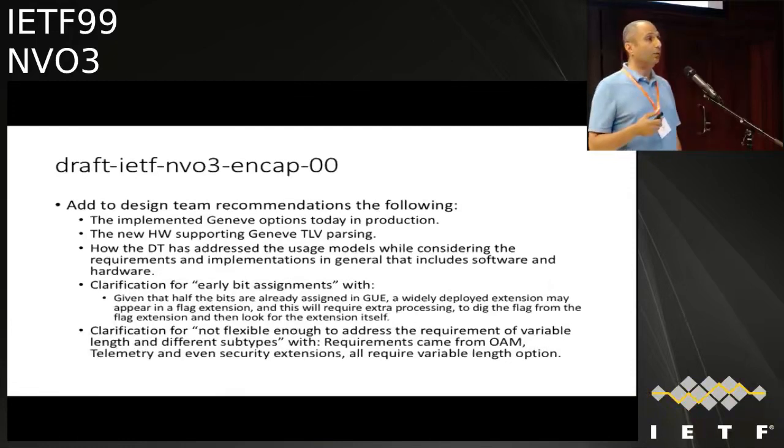There were a few clarifications as well that we made for a statement we had in the recommendation about early bit assignment. This was related to the GUE encap. So we clarified how processing for an option that could be in a bit extension for GUE will be processed, and I think you can look up the explanation in the draft. As well, we added some clarification about the requirement to address variable lengths and different subtypes, and where this requirement came from. So we added clarifications that this came from OAM and as well came from some security extensions.